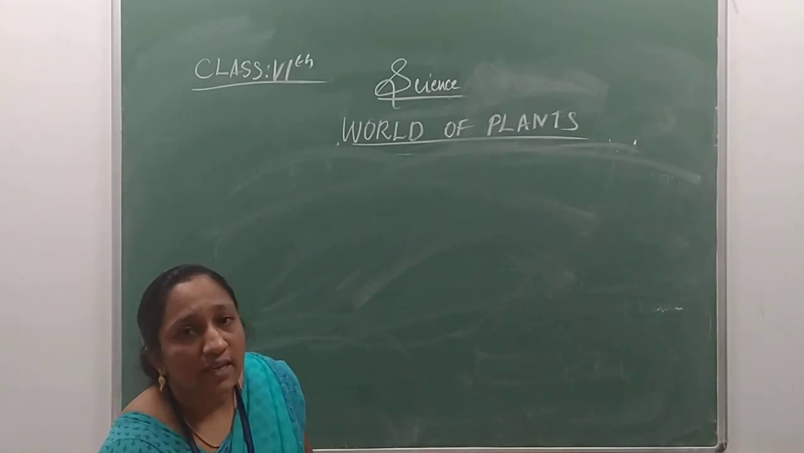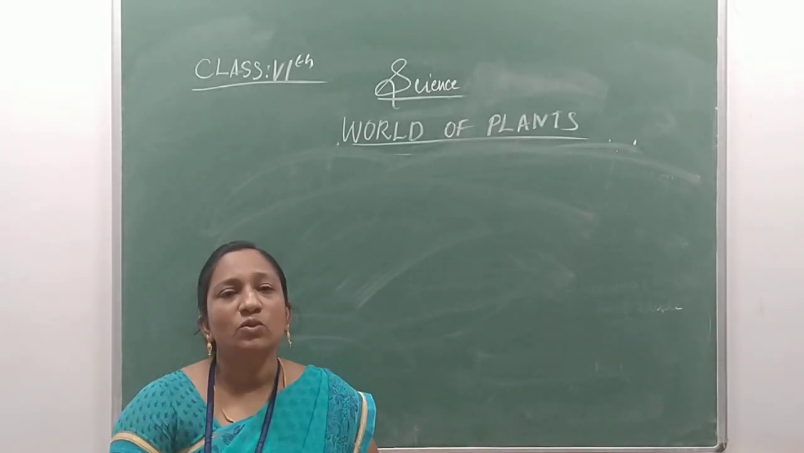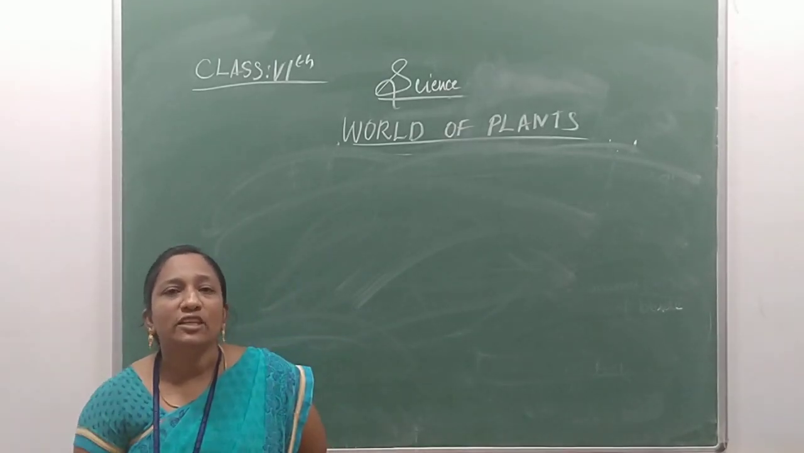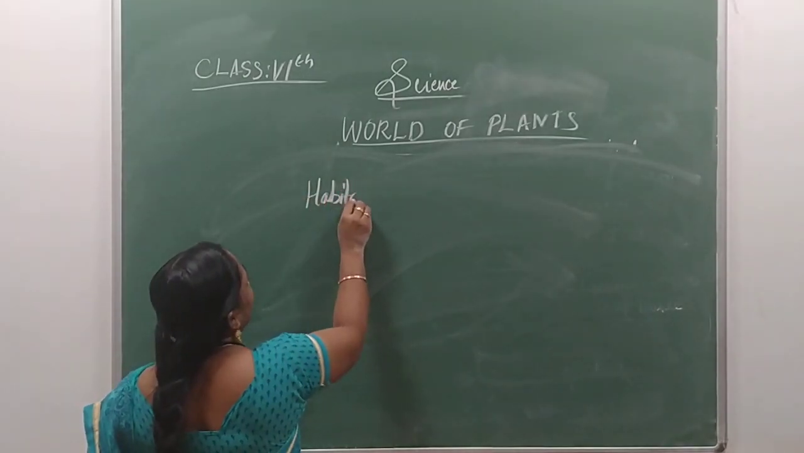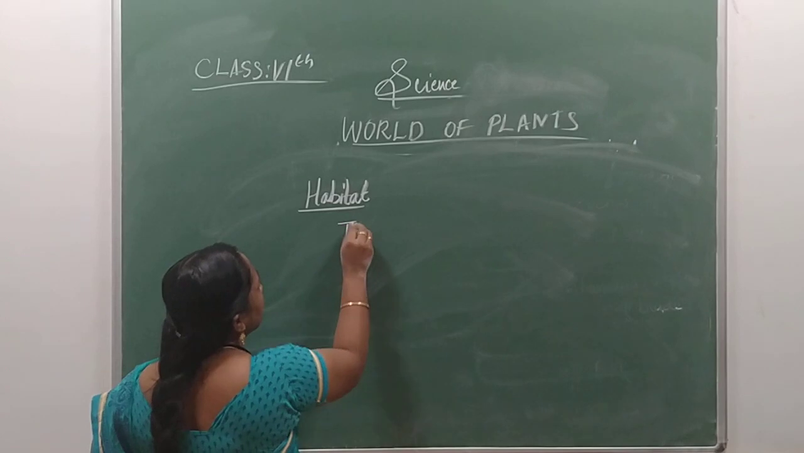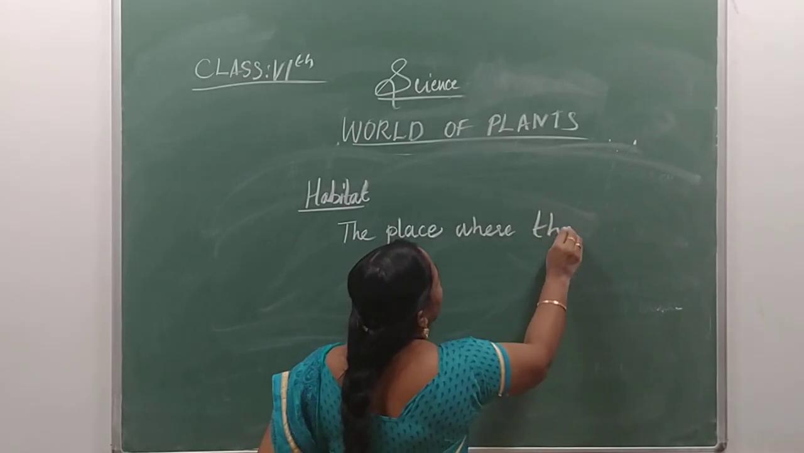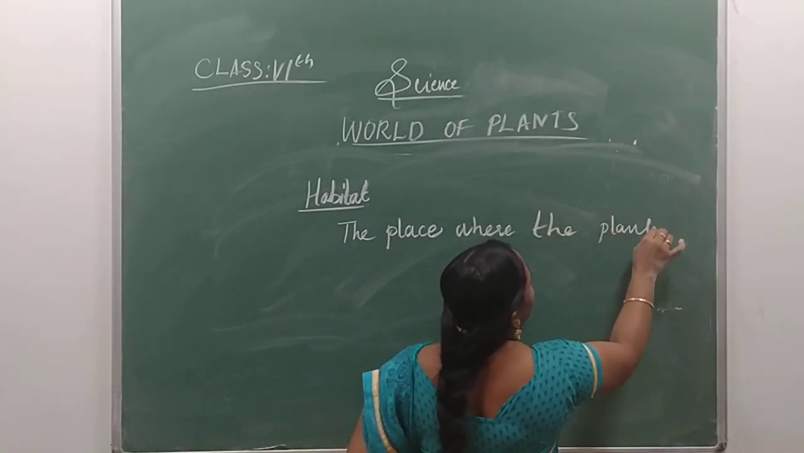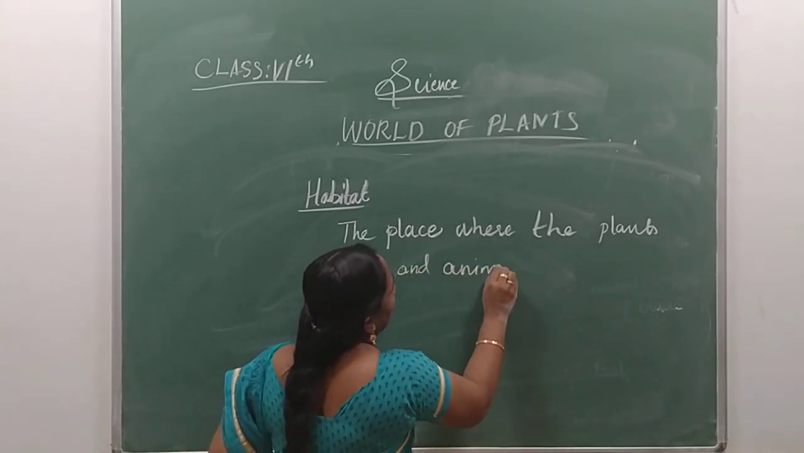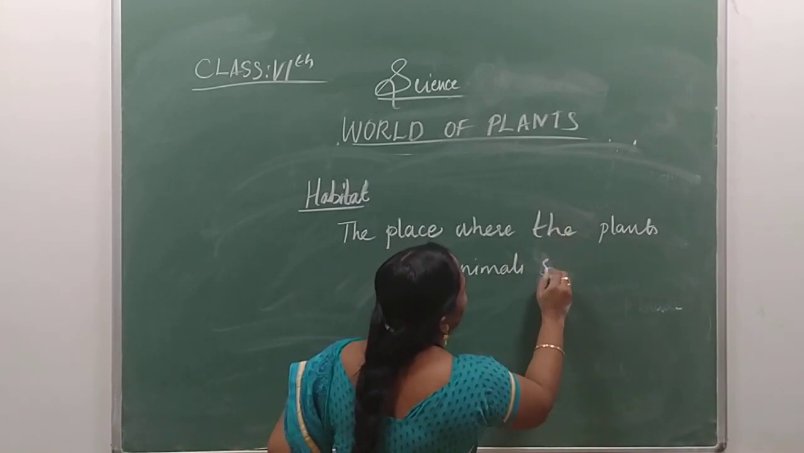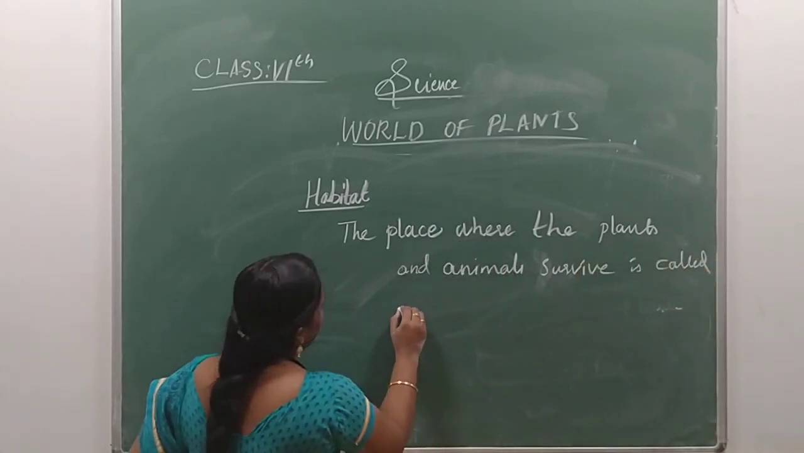Children, now we are going to discuss what we already learned, habitat. What is habitat? The place where the animals are dwelling. So the dwelling place of animals or plants is called what? Habitat. What is called habitat? The place where the plants and animals survive or live is called habitat.